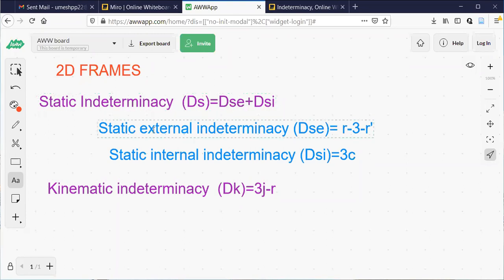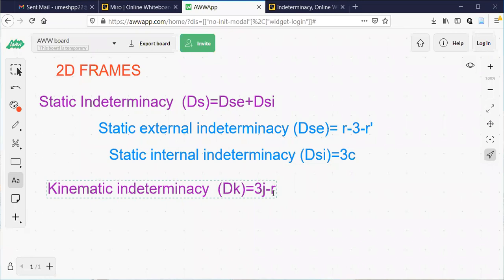How to find them: external is R minus 3 minus R dash. R is the number of unknown reactions. 3 because we have only 3 conditions of equilibrium. R dash, as I told you, comes only if hinges are there, hinges that are deliberately introduced. That you will see today. Static internal is 3C, where C is the number of closed loops. This concept will be clear within a short while. Kinematic is DK equals 3J minus r. J is the number of joints, r is the number of unknowns.